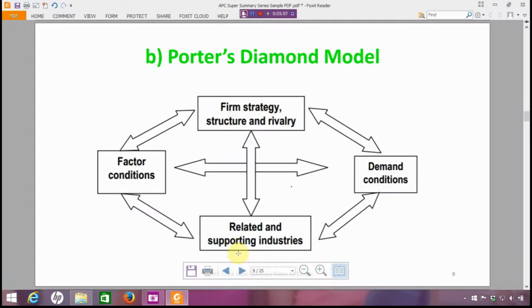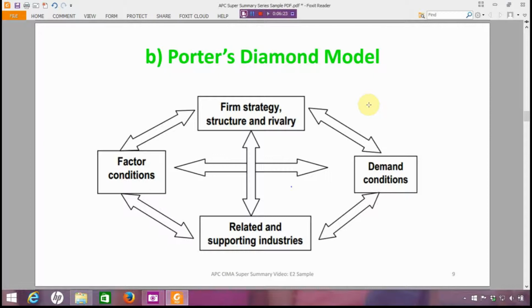Now, in terms of the model itself, you'll see that obviously it's set up as a diamond and it has four main areas: factor conditions, related and supporting industries, demand conditions, and firm strategy, structure, and rivalry. And what Porter is saying here is that each of these elements come together and interplay, impact upon each other to drive a particular industry in a particular country.